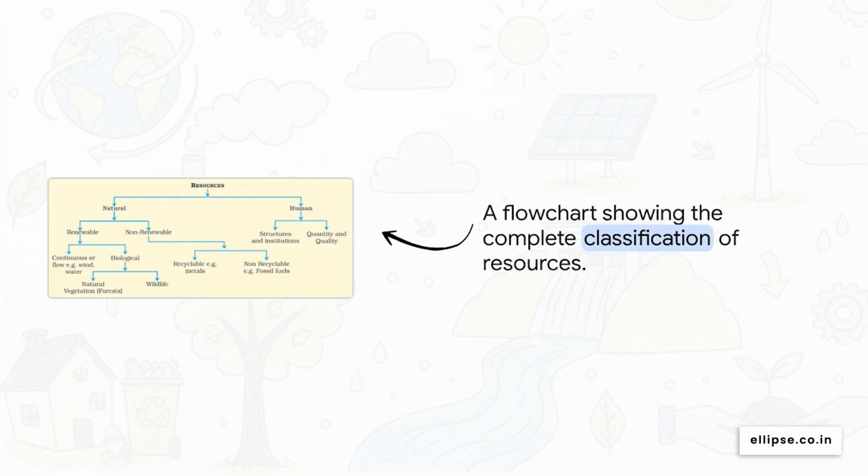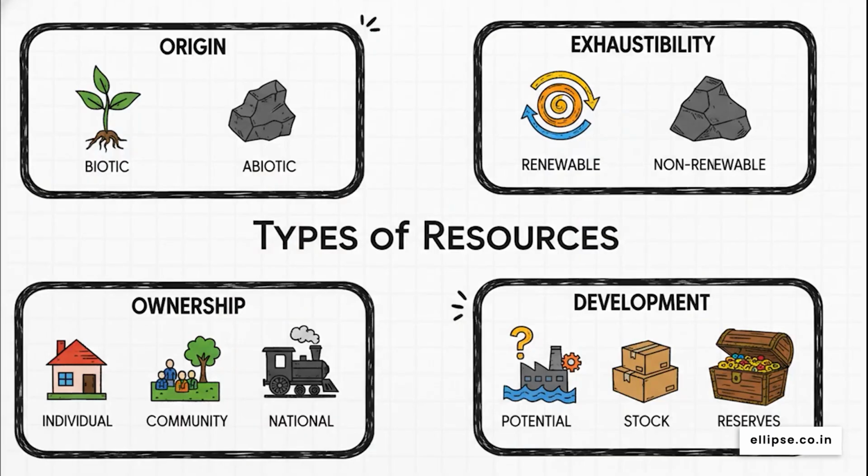Whoa, that's a lot of boxes. But don't worry, this flowchart just shows us all the different ways we can classify resources. You can see the big split right at the top, natural and human, and then each of those branches out. Let's break this down a bit more simply. Okay, so there are 4 main ways we categorize resources. First, based on origin. Is it biotic, meaning it's alive, like plants and animals? Or is it abiotic, non-living, like rocks and metals?